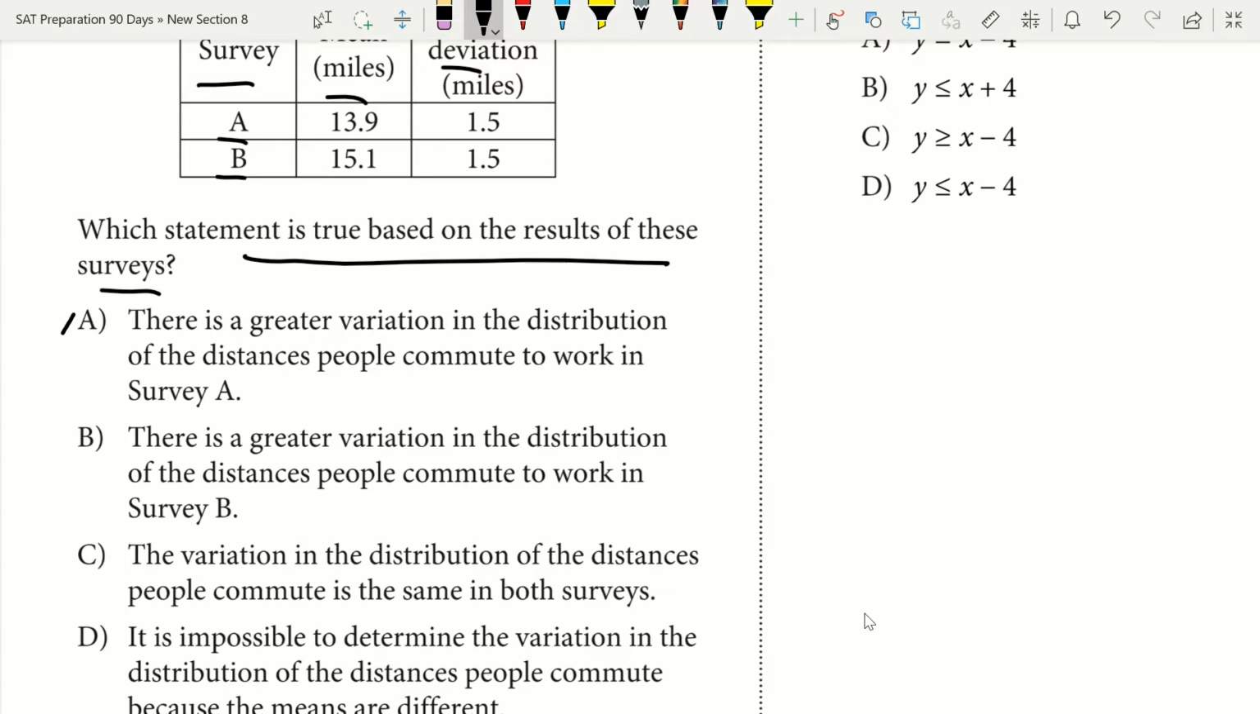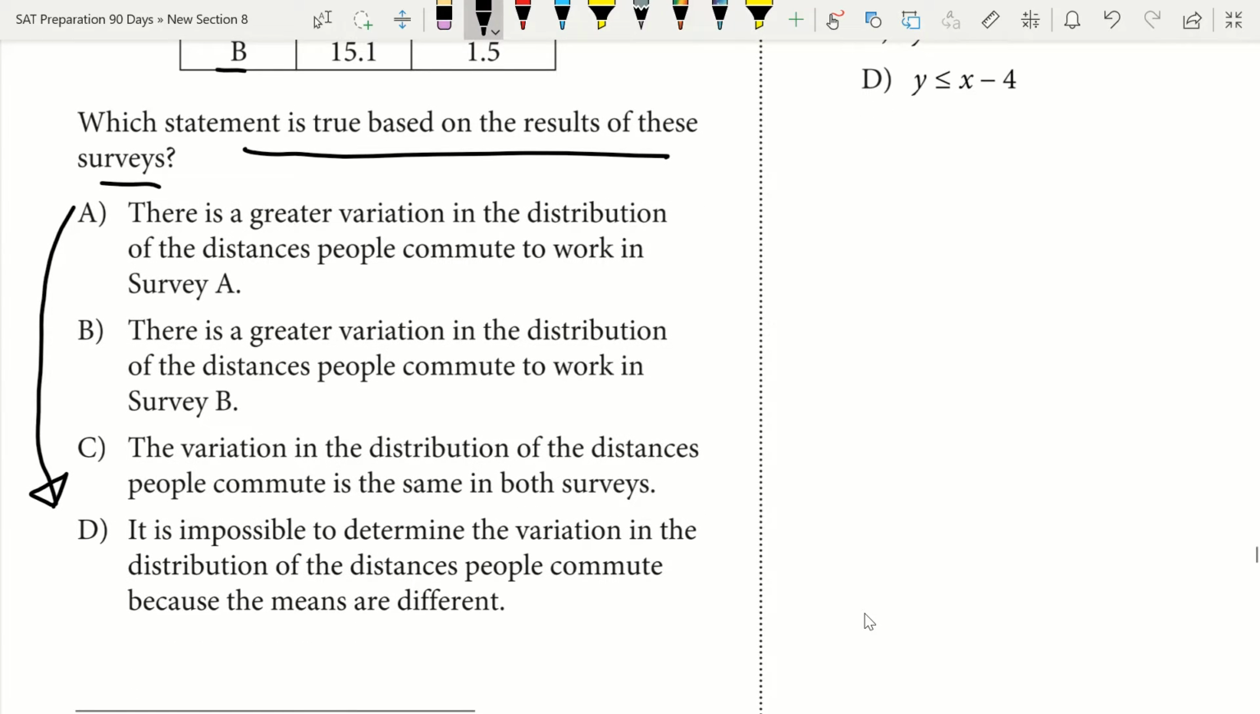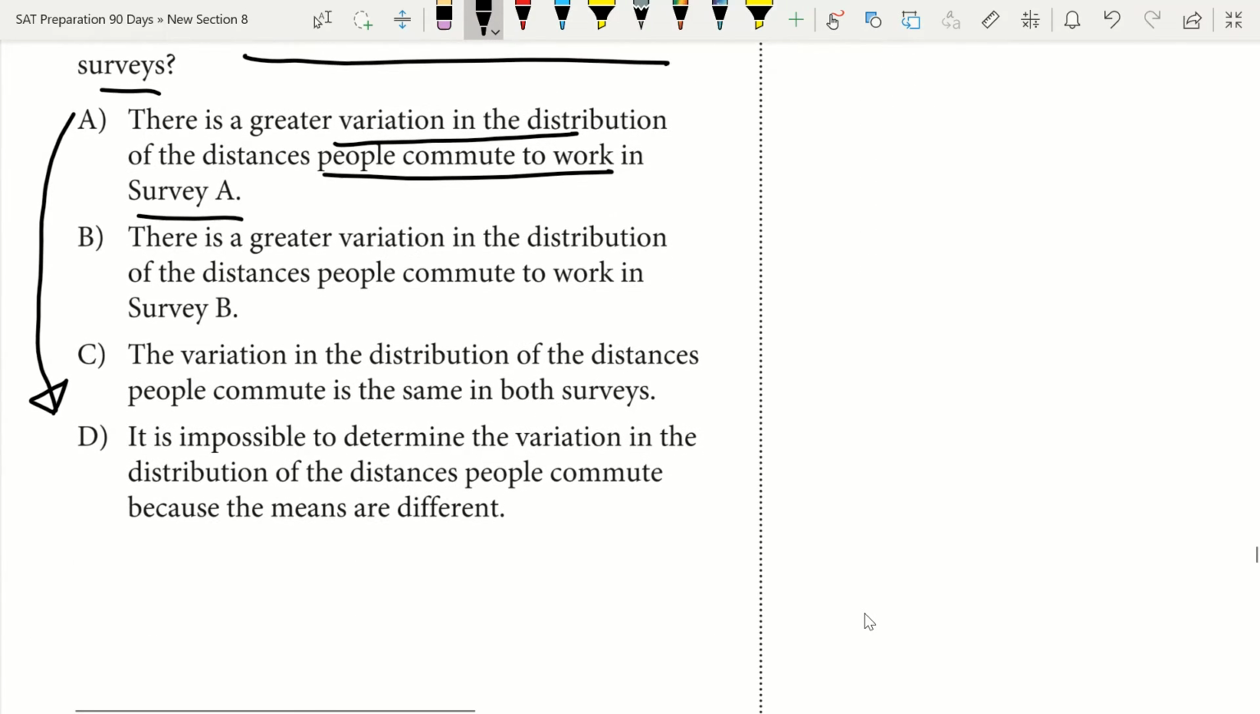So let's go ahead and run through our options. If we're asked what's true about these surveys, we basically have no choice but to go A through D till we find one that's true. A: there is greater variation in the distribution of the distances people commute to work in survey A. Well, no, we know that their deviation is the same, right? They have different means, but their standard deviation is the same. So the deviation is going to be the same. One isn't going to be different than the other.